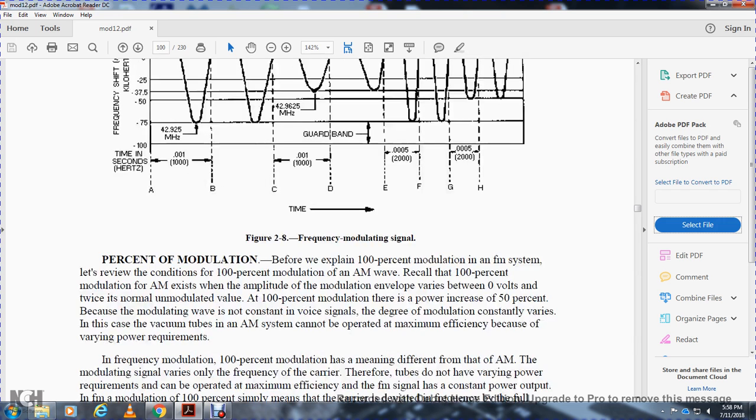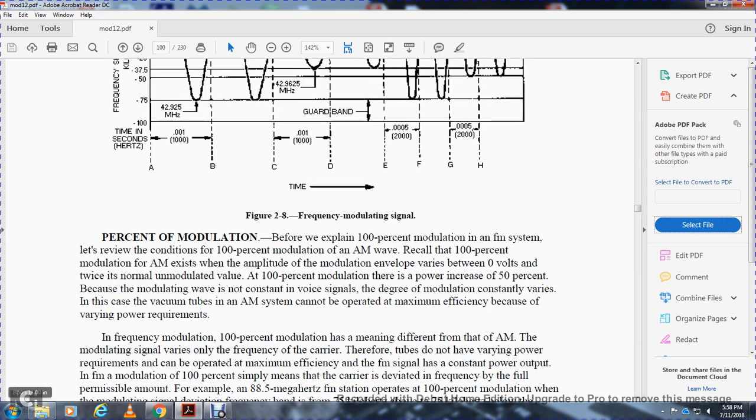Alright, percent of the modulation, and then we're going to cut the tape here, page 100.